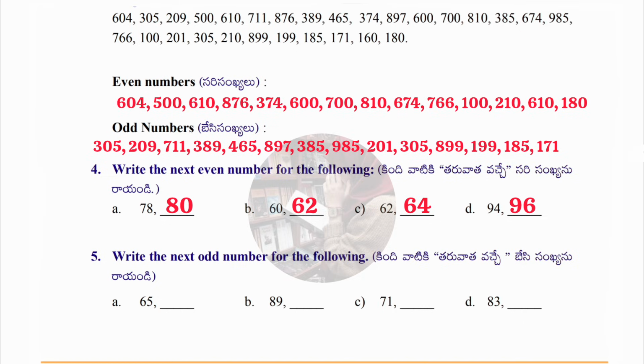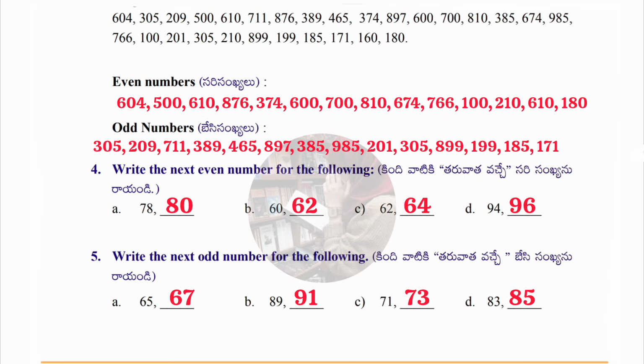So here odd numbers we have to write. So actually an odd number is given. We have to write the next odd number after that number. Okay. So first number given is 65. So 65, next odd number will be 67. So second one, here we have 89 as odd number. Next odd number will be 91.